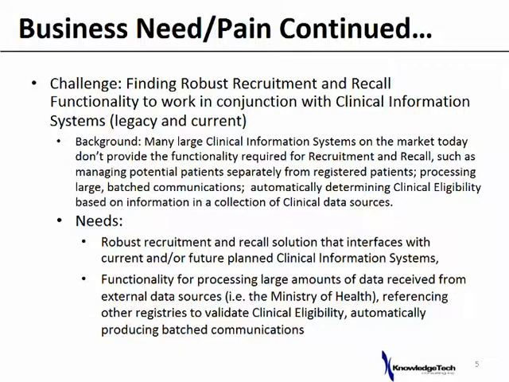And their current information systems, as well as Cerner, which is planned for the future, could not process large batches of clients. So we want to recruit, say, 1,200 people in a month for breast screening, or you want to remind 500 people every week that they're due back for screening. Most clinical information systems are based on working with one patient at a time, and they don't have that kind of batch processing. Right, large volumes of people at once.